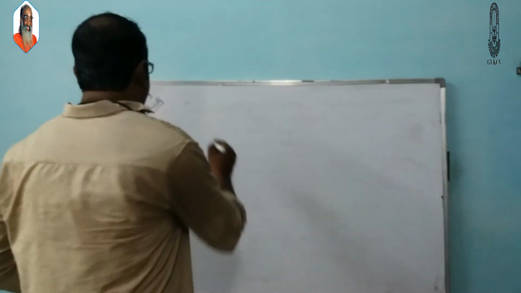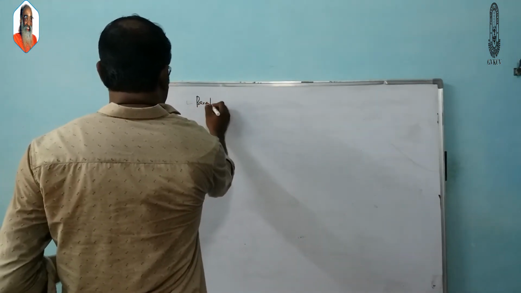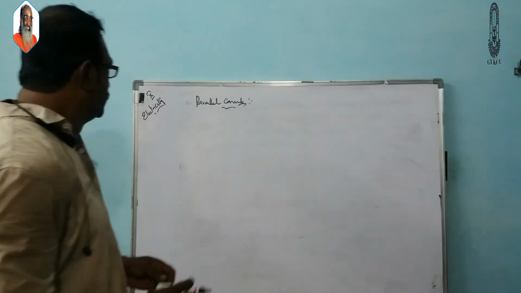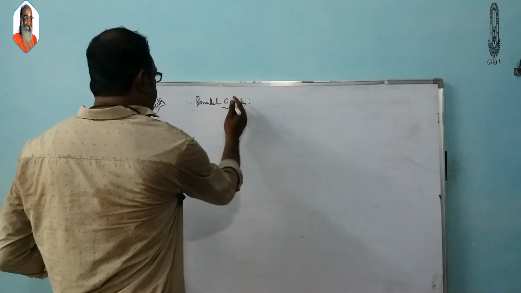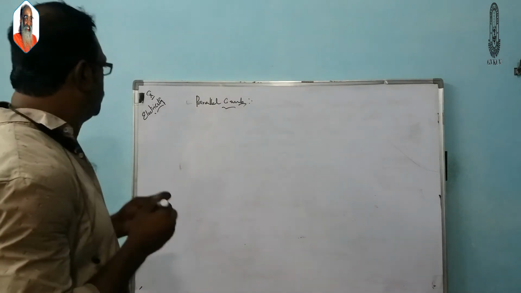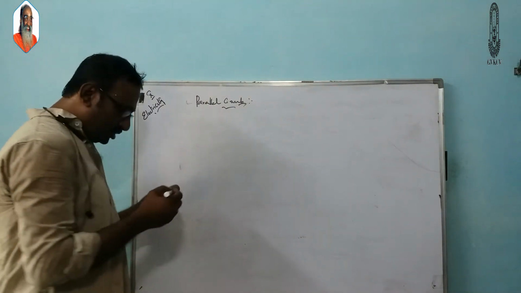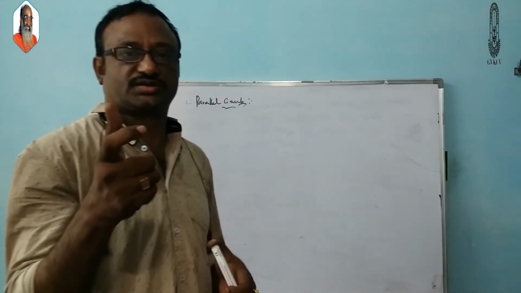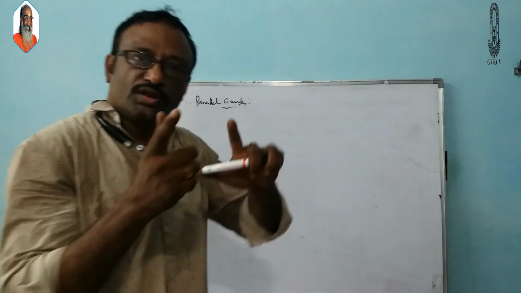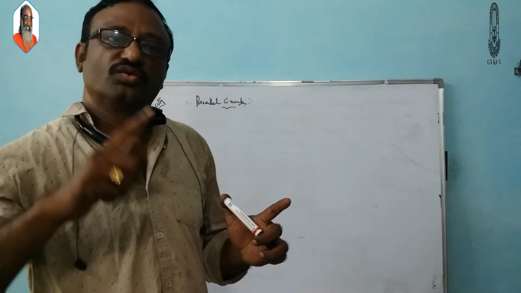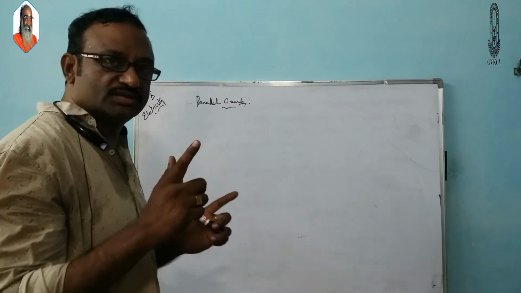Now we will go into the next combination, that is parallel combination. So in this parallel combination, we will be calling the resistances in parallel when all one ends of the resistances are connected to a point and all the other ends of the resistances are connected to another point. We will be calling the combination as the parallel combination.